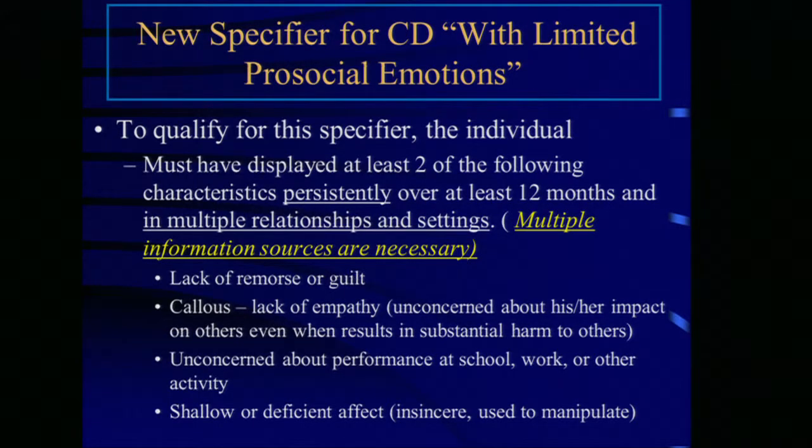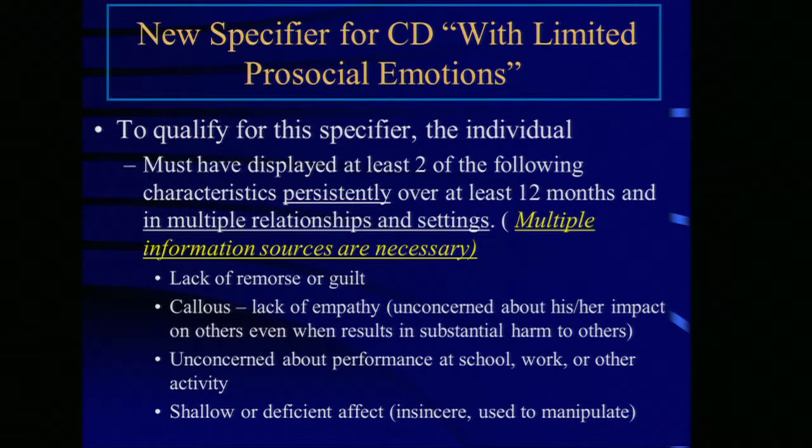But to qualify, the child must have displayed at least 2 of the following characteristics persistently over at least 12 months and in multiple relations and settings. I like the idea of in multiple relations and settings for children if we're going to use a serious diagnosis of conduct disorder, because children are different with different people. They can be very conduct disordered with one teacher and not with another, very conduct disordered with one parent and not with the other. So multiple situations and multiple relationships. The rub is that we then have to get information from multiple sources. So parents, teachers, sibs, peers, aunt, uncle, multiple sources.